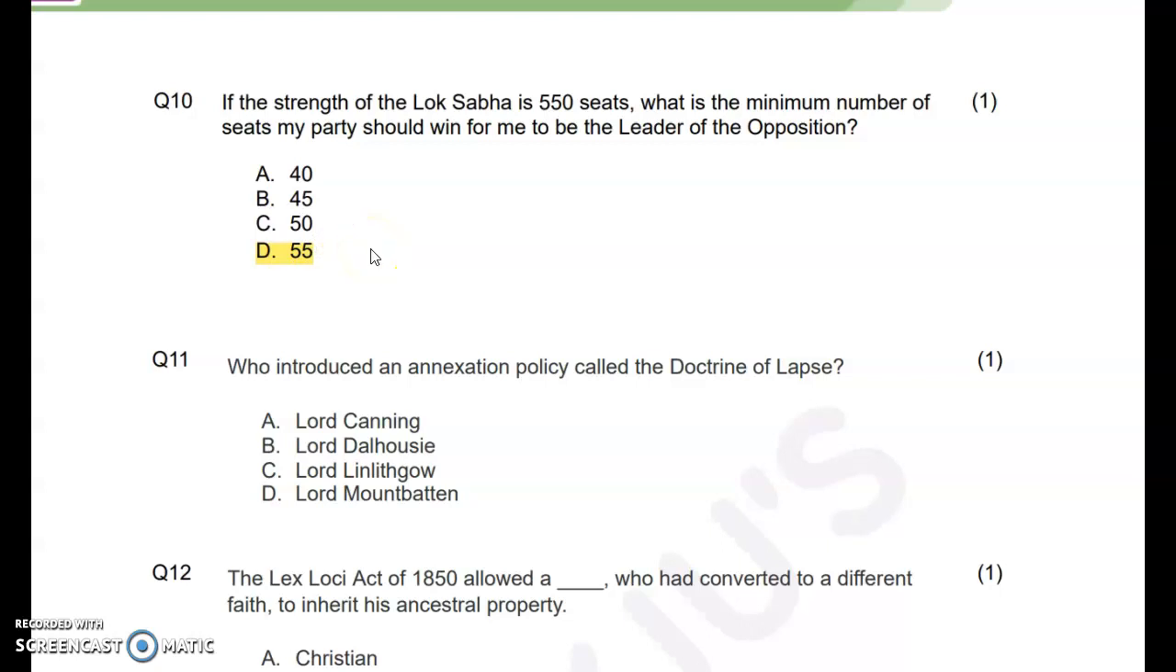In order to get the formal recognition in either the upper or the lower house, the concerned party must have at least 10% of the total strength of the house. A single party has to meet the 10% seat criterion, not an alliance. So if I want to be the leader of the opposition and the strength of the Lok Sabha is 550 seats, my party must secure at least 55 seats in the Lok Sabha.